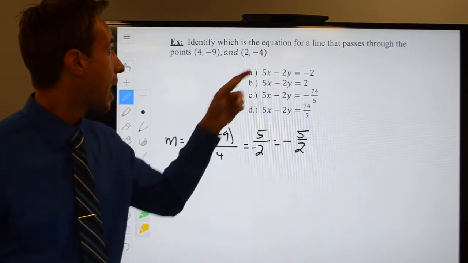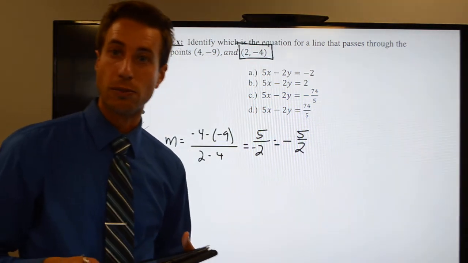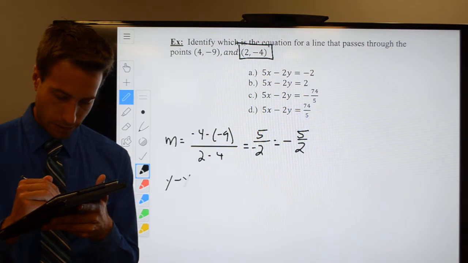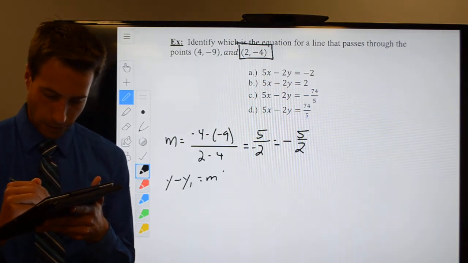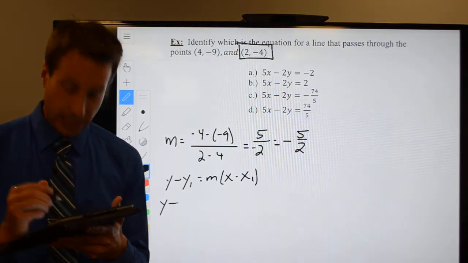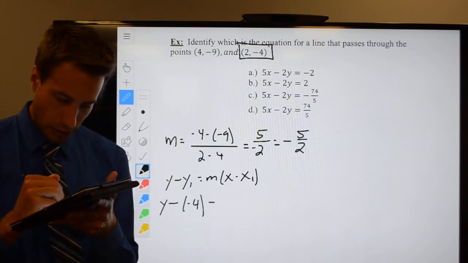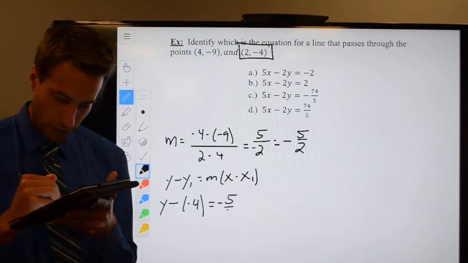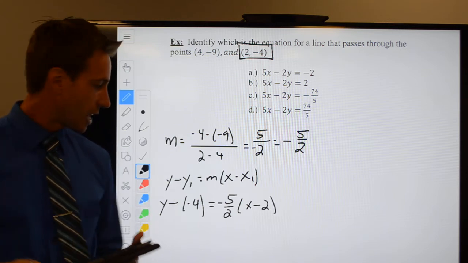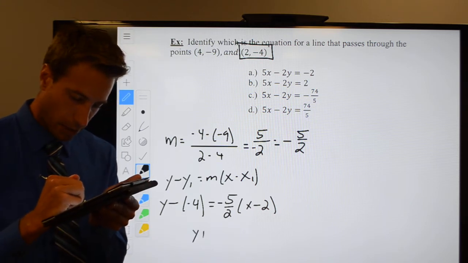Pick one of these points. I'm going to go with that one because I like those numbers better. So I'll just plug those ones into my equation. Let's see how this goes. I'm going to have y minus y1, all right, y minus, careful, it's a negative 4. Watch your signs. y minus a negative 4 is equal to a negative 5 halves times x minus 2. All right, here we go. I have a negative of a negative, which means it's going to have y plus 4.